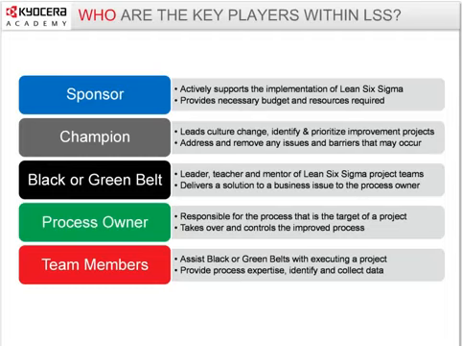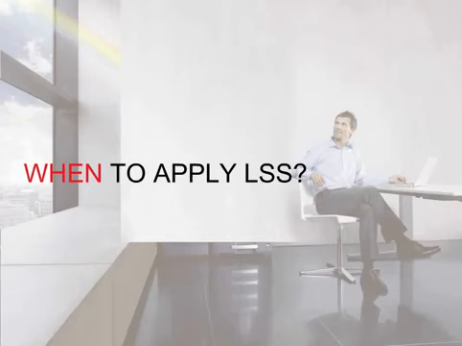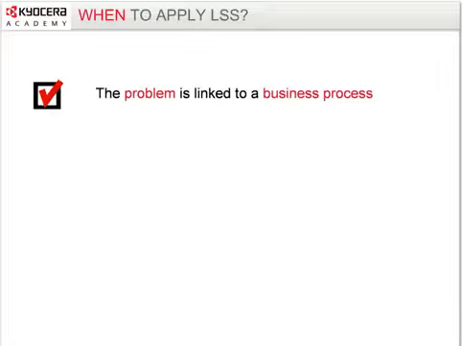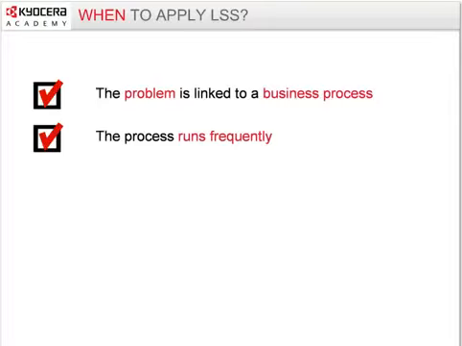When to apply Lean Six Sigma? When facing a business problem, the following criteria should be met to successfully apply Lean Six Sigma. The problem is linked to a business process. A business process is a repetitive sequence of activities or tasks that produce a specific service or product for a particular customer. The process runs frequently, meaning that the process takes place on a regular basis, and not once a year. The more frequently the process runs, the more benefits can be generated over a certain period of time.